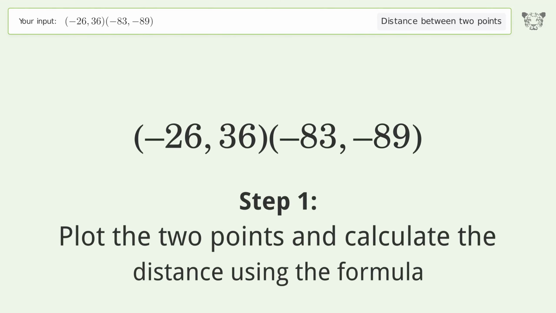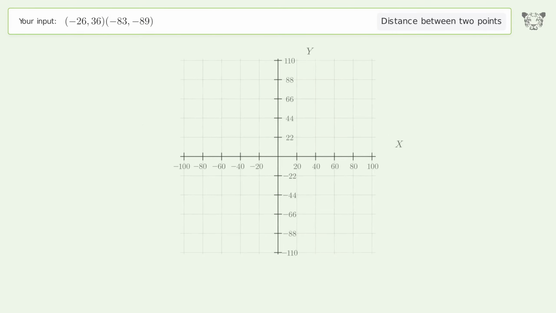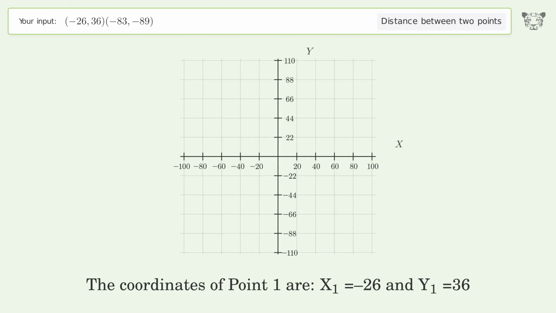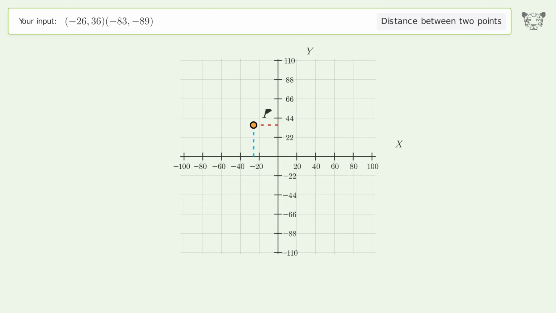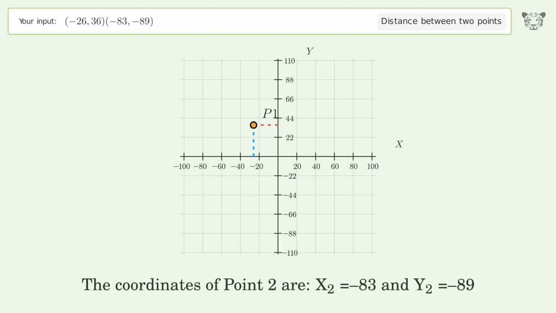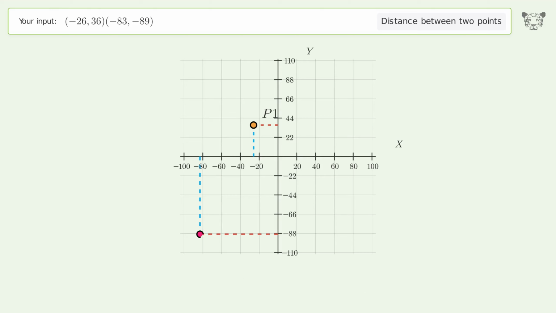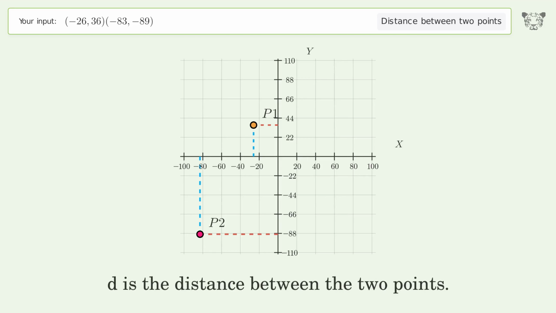Plot the 2 points and calculate the distance using the formula. The coordinates of point 1 are x1 equals negative 26 and y1 equals 36. The coordinates of point 2 are x2 equals negative 83 and y2 equals negative 89. D is the distance between the 2 points.